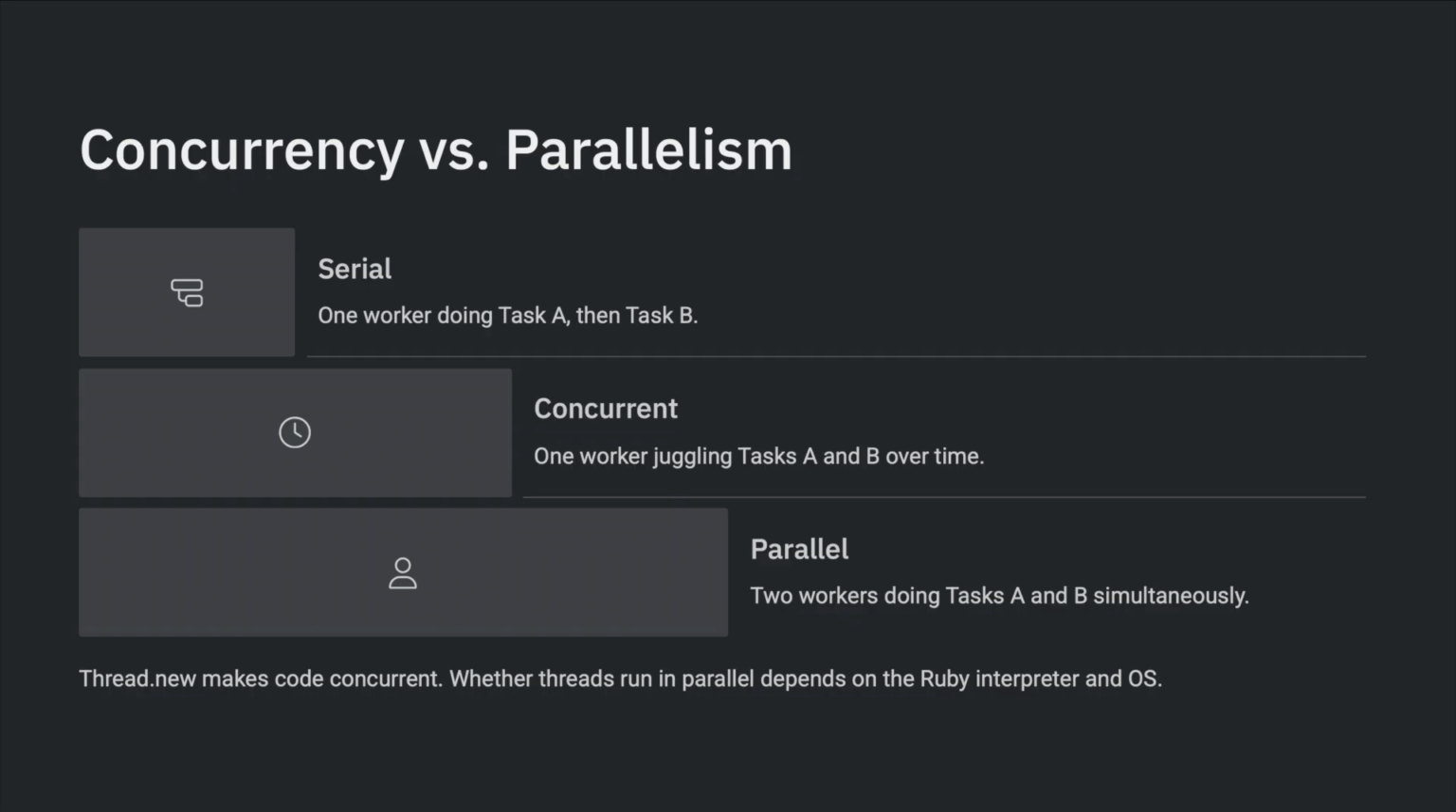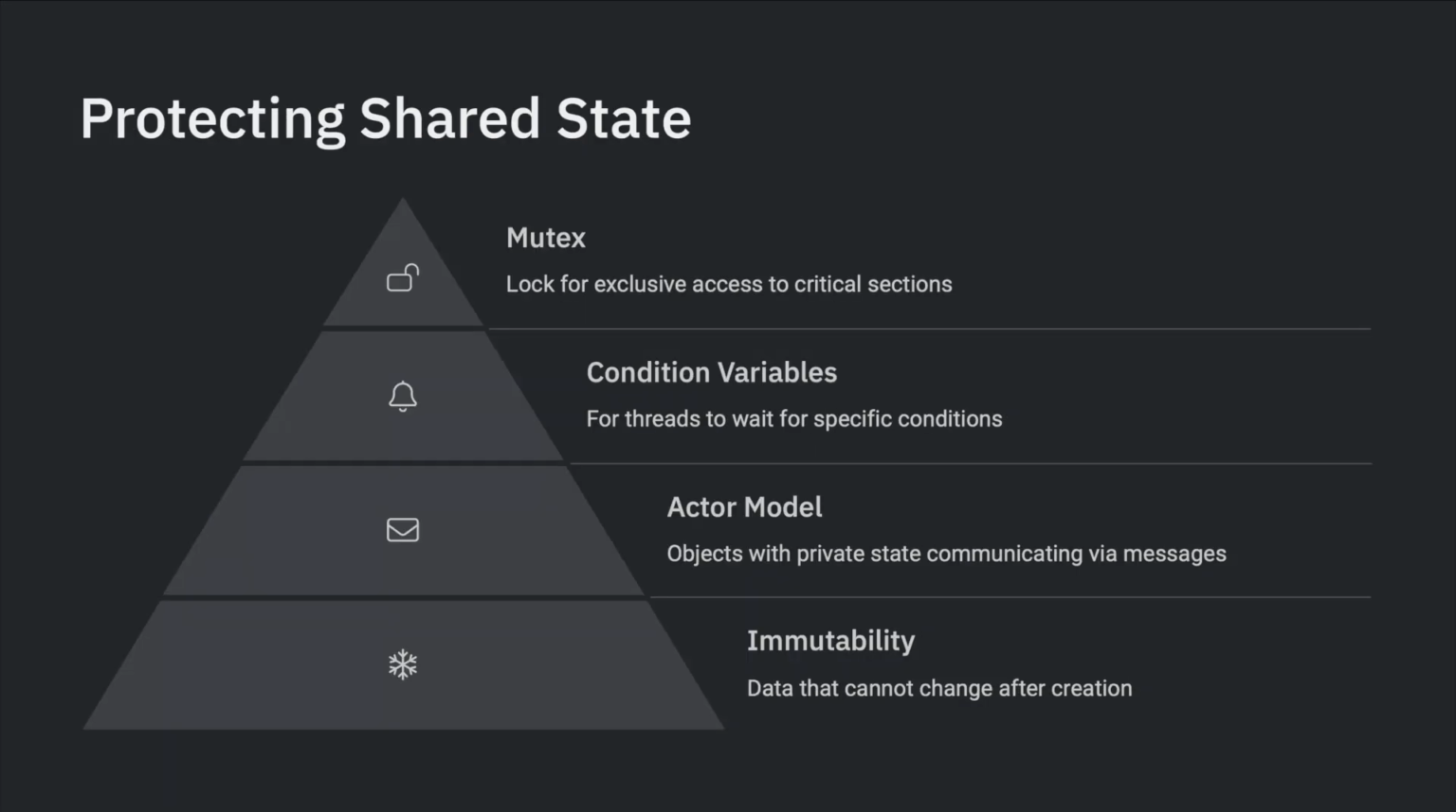Yeah. It leads to this super important point. Concurrent is not the same as parallel. Okay, I hear this a lot. Explain it. We have multiple threads. Isn't that parallel? Not necessarily. Think about it like tasks and workers. Serial is one worker doing task A, then task B. Simple. One after the other.